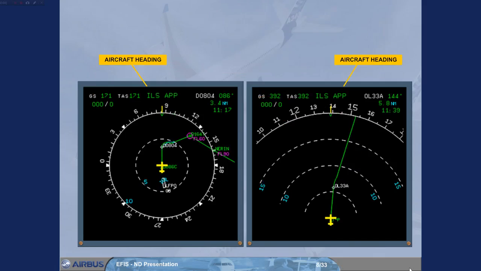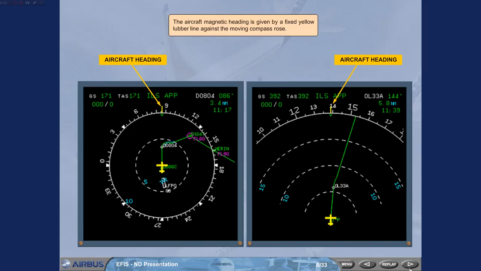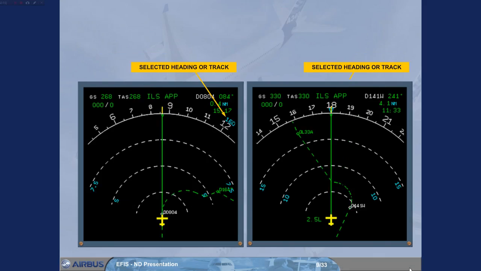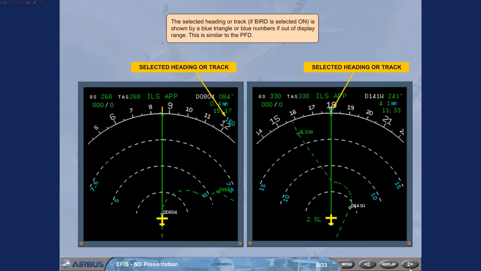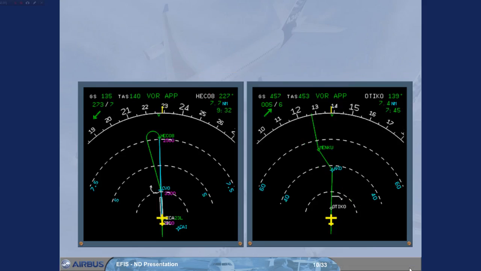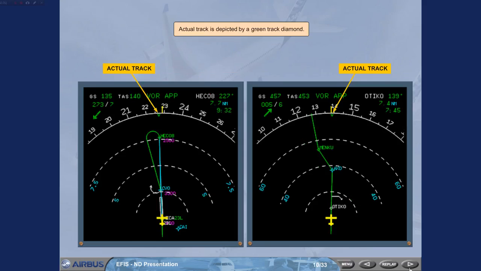The aircraft magnetic heading is given by a fixed yellow lubber line against the moving compass rose. The selected heading or track, if bird is selected on, is shown by a blue triangle, or blue numbers if out of display range. This is similar to the PFD. Actual track is depicted by a green track diamond.